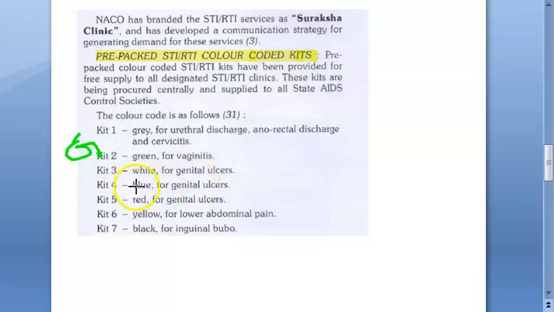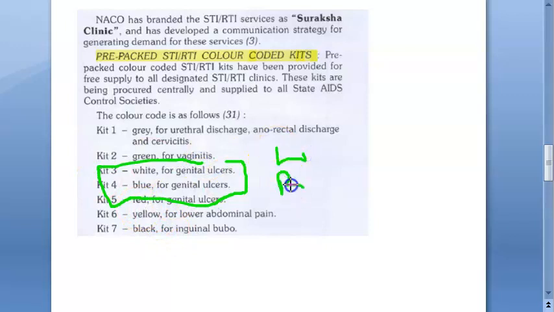Can you remember this? Then white is for genital ulcers, blue is for genital ulcers, red is for genital ulcers. All these 3 are for genital ulcers, which is very good. 3, 4, 5. 3 is what? White. Then you have blue. Then you have red. Okay. Then yellow is for lower abdominal pain. Black is for inguinal bubo. Is this enough if you know this much? Of course not.